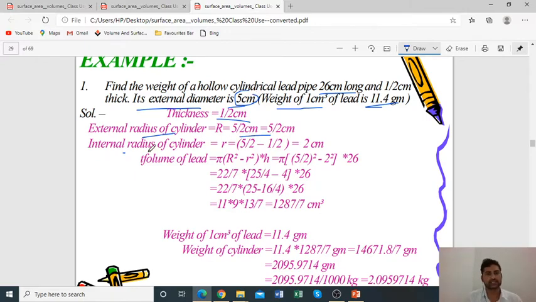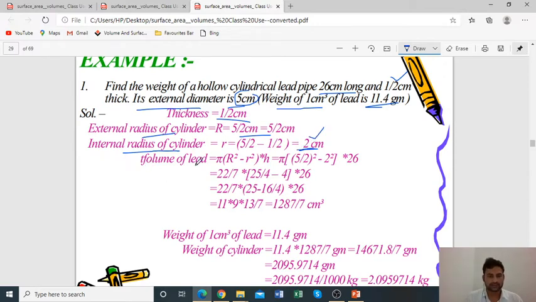So internal radius of cylinder is 5 upon 2 minus 1.5 centimeter. So internal radius of the cylinder we find out is 2 centimeter.